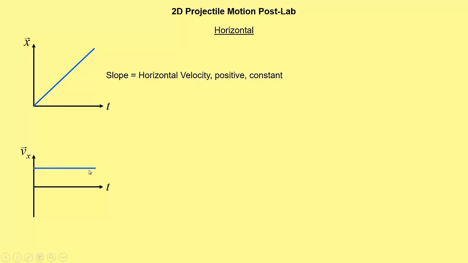A horizontal line is the graph of a constant. And notice my use of v_x. The x subscript means horizontal. If it's a y, it's vertical. If it's an x, it's horizontal. So it appears that for two-dimensional projectile motion, the horizontal velocity is simply constant velocity motion. Well, at least that's what it seemed like experimentally.